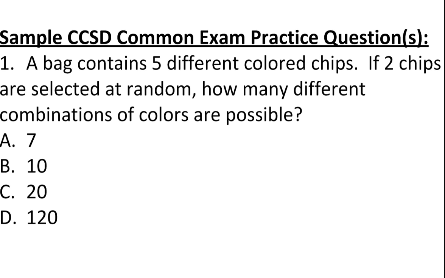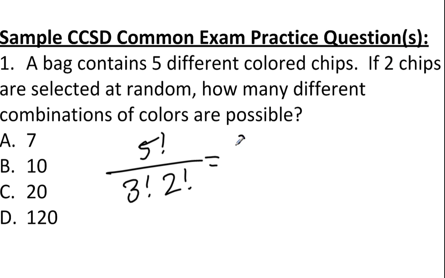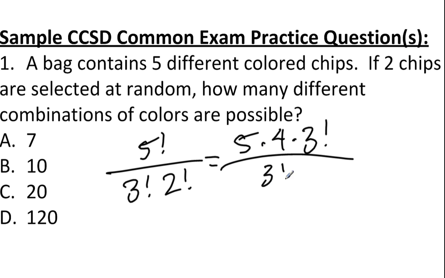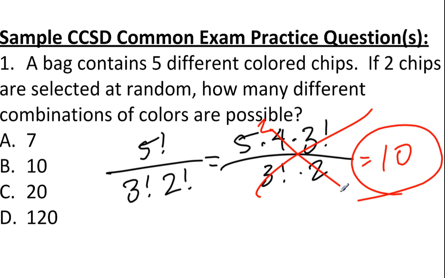Alright, and our common CCSD question, we got 5 chips. 2 of them are selected at random. This is the same one we did before with our CDs. We got 5 over 5 minus 2 is 3, and 2. So that's 5 times 4 times 3 over 3 times 2. 3's go away. 4 divided by 2 is 2, and 2 times 5 makes 10. And we're done. New record.